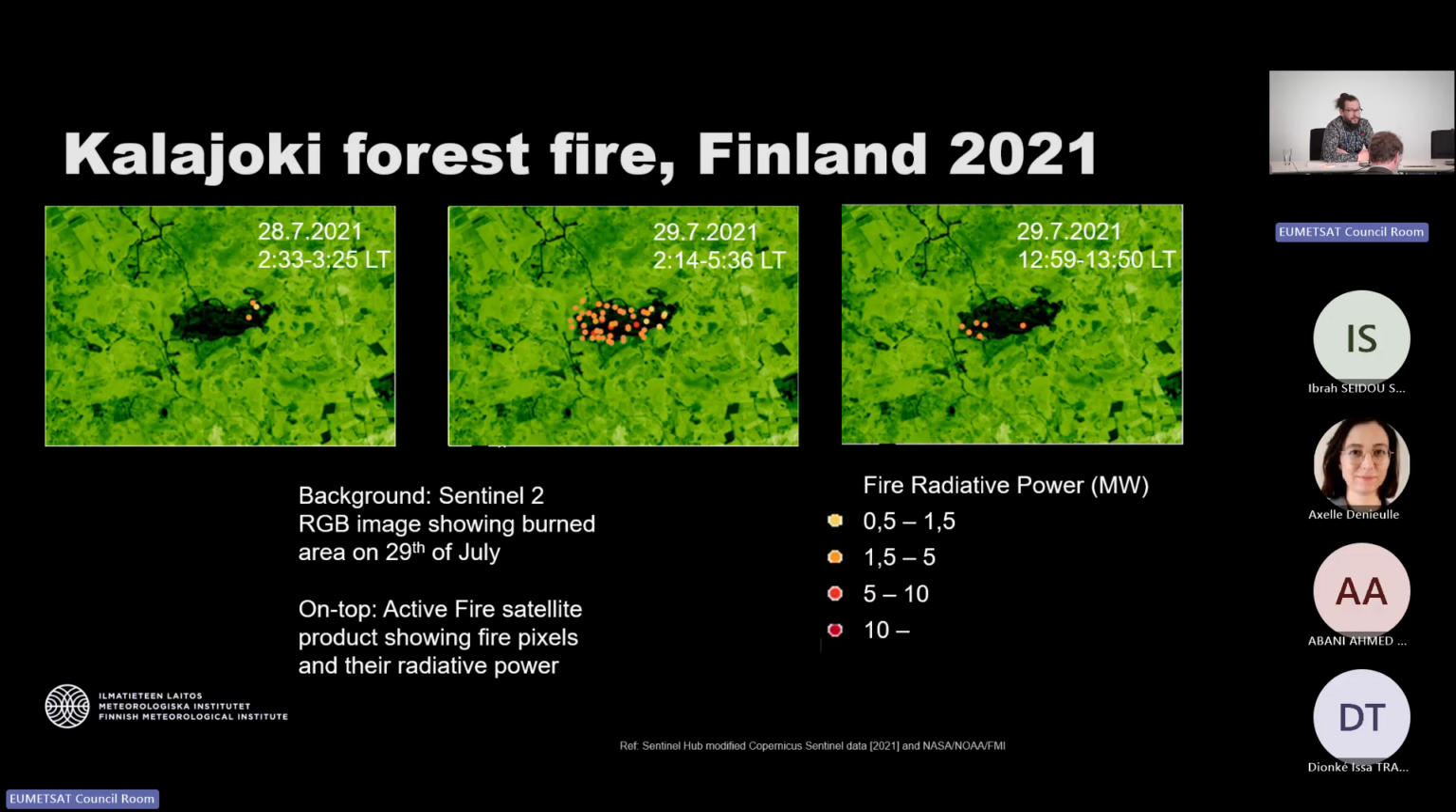Starting from the left side image, you can see that the fire started on the right side, so basically from the east side, and then after 24 hours, it had spread across the whole area, and later it ended on the west side of the area. We were able to monitor the fire and also provide some information for the rescue service on how the fire evolved.